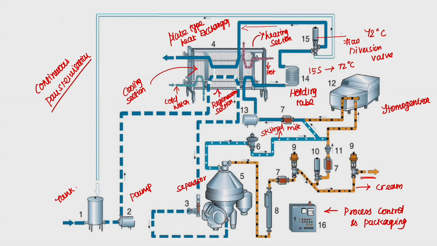So, what happens here is it ensures the 70 degree after it comes out of the holding tube, it is heated to 72 degree because it is held at 72 degree for 15 seconds. So, if the temperature is not enough or it is not pasteurized to that temperature, then it sends back to the balance tank again, or if it meets the temperature regulation, then it has to go through the regenerator section. Then it goes to cooling section where cold water is used to cool it.